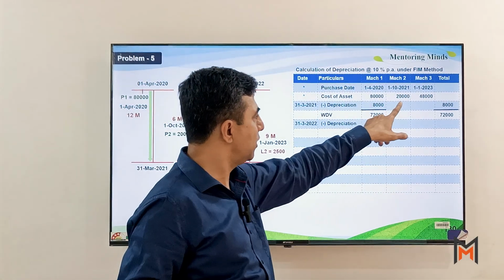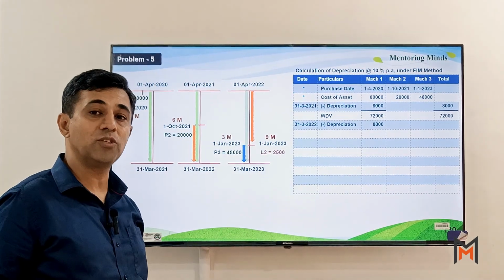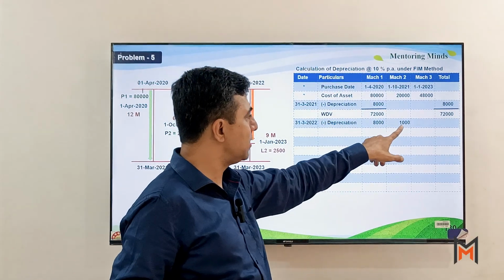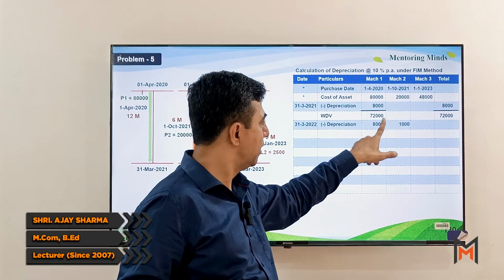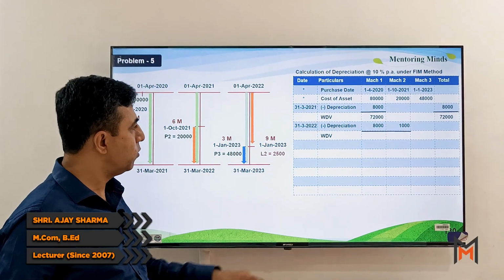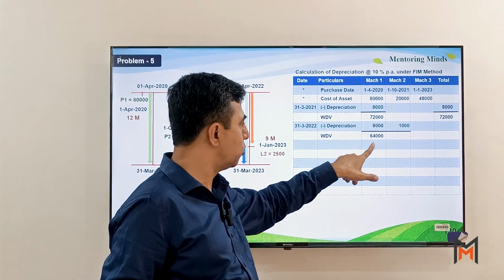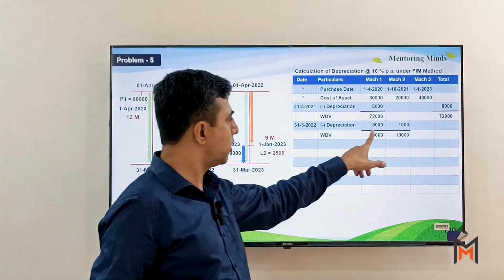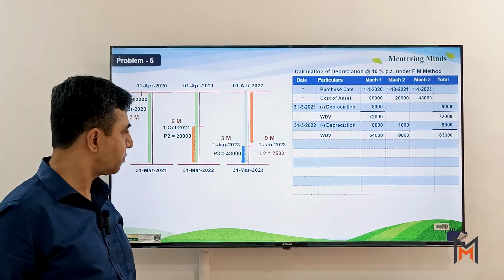And here 10% of 20,000 is 2,000. But this depreciation is for 12 months. So for 6 months, the amount of depreciation is 1,000. 1,000 6 महीने का depreciation होगा. So let us find out the written down value. 72,000 में से 8,000 अगर हम माइनस करेंगे तो होता है 64,000, and here 19,000. Now we'll do the total of depreciation, which is 9,000, and here it is 83,000.